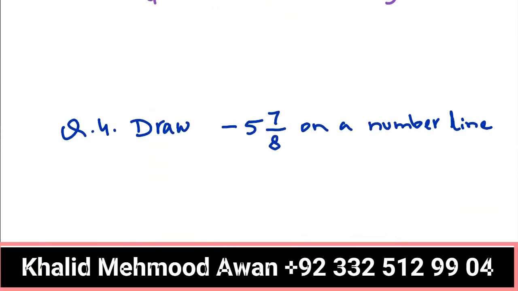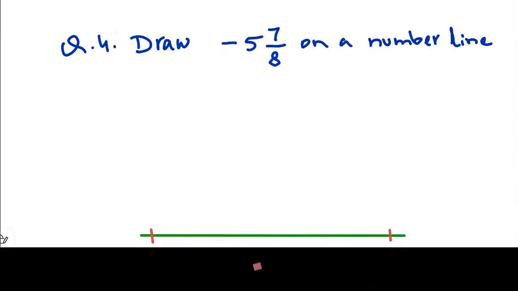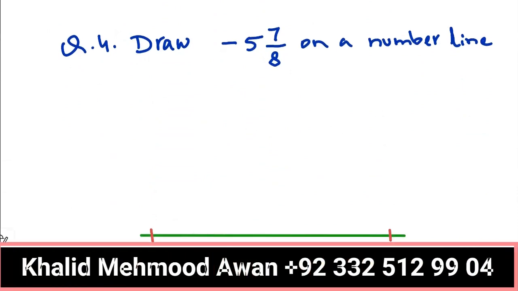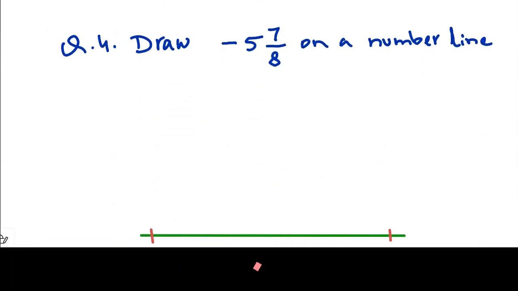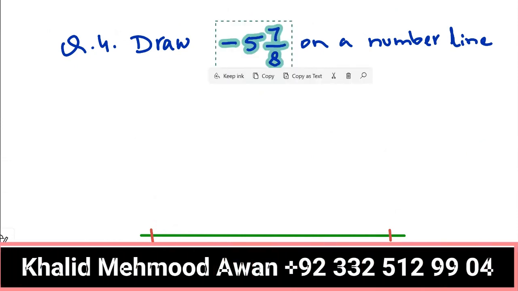Now, similarly, this is a number line. This is a fraction which we need to draw on a number line, that is minus 5 whole 7 by 8.